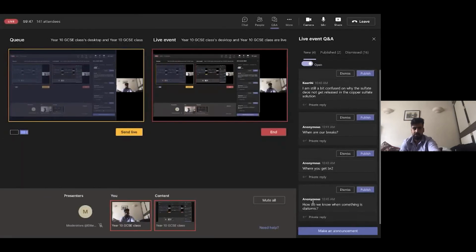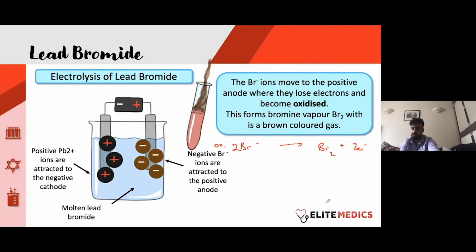Yes, that's why I was just answering. How do we know when something's diatomic? Because usually a non-metal by itself is unlikely. Things like carbon and sulfur are quite stable. They don't react as much, because they're quite stable.